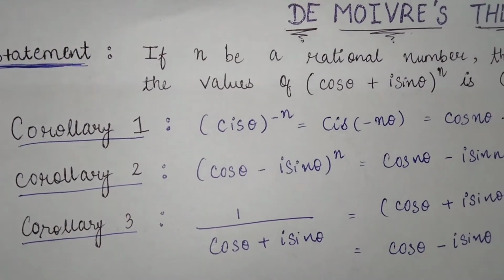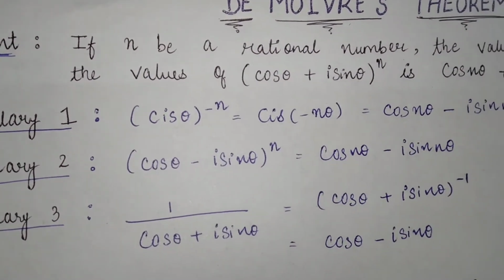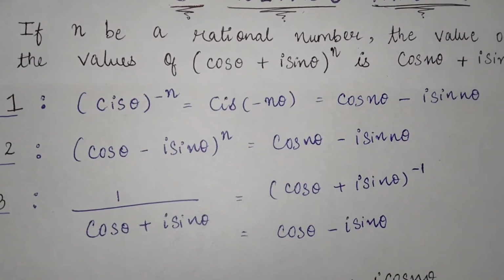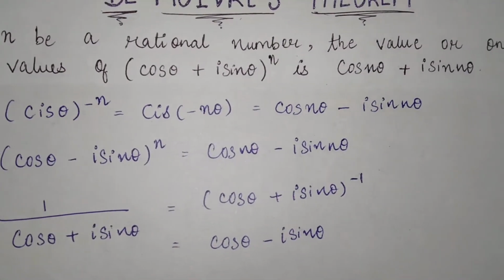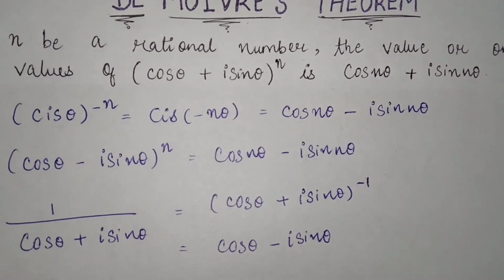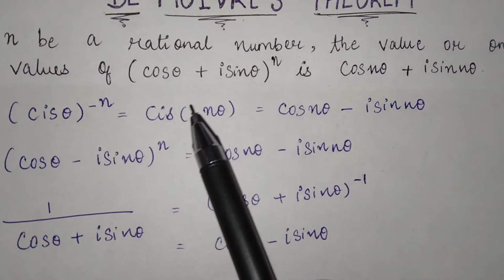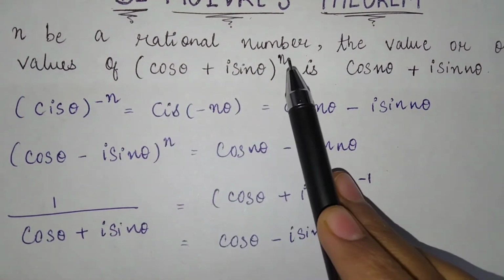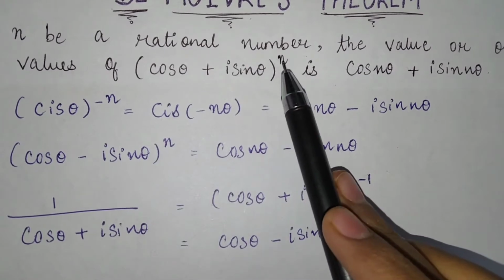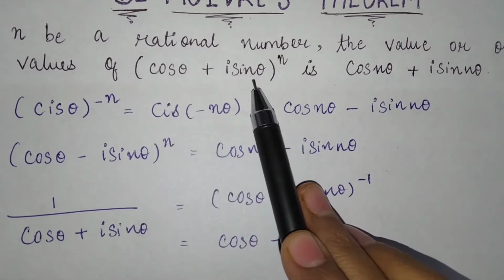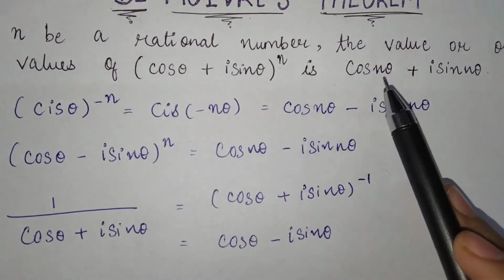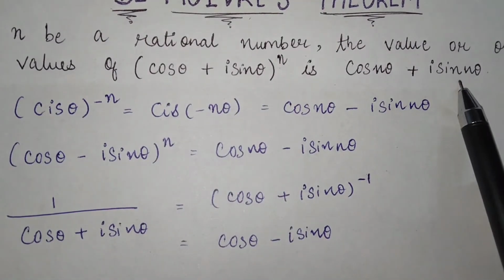The statement of this theorem is: if n is a rational number, then the value or one of the values of (cos theta plus i sin theta) raised to n is equivalent to cos n theta plus i sin n theta. Okay, according to De Moivre's theorem, whenever such an equation is given, if the power is n, then you just have to multiply this n inside the bracket. So we get cos n theta plus i sin n theta.